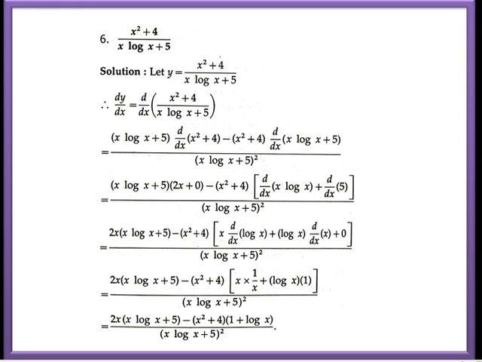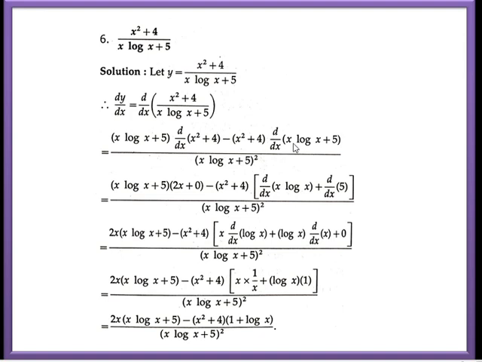Now in this sum, again you have to use quotient rule, that dy/dx is denominator, x log x plus 5, you have to put that in bracket, into d/dx of numerator minus numerator into d/dx of denominator, upon denominator square. What is derivative of x square? 2x. Derivative of 4? 0.